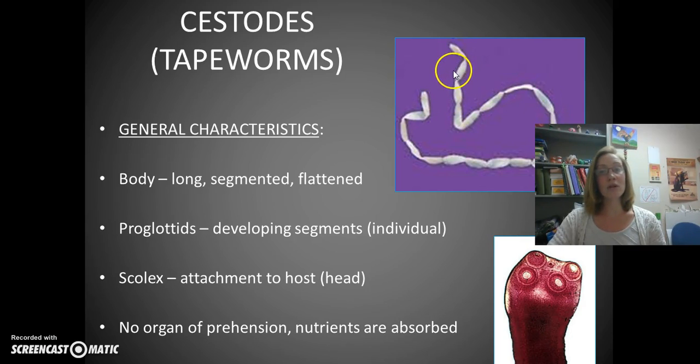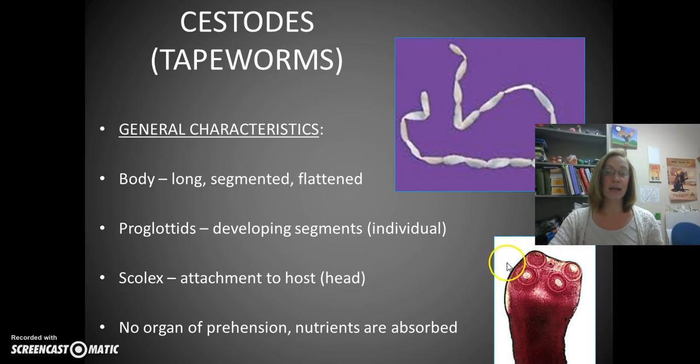You can see each of these developing segments kind of pinched off at each end in this tapeworm, and each of these segments is known as a proglottid. Again, we describe these as developing segments of the tapeworm. Now the scolex is what we refer to as the head of the parasite. The scolex is where the parasite attaches to the host.